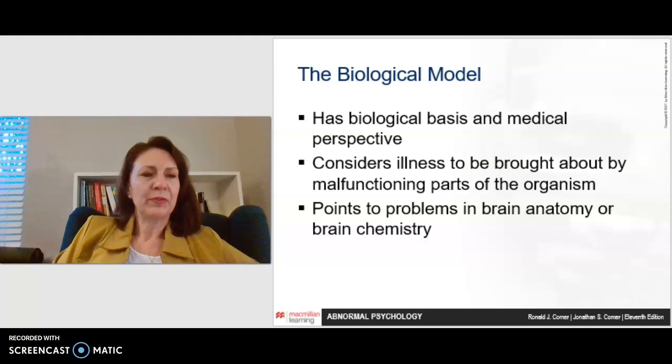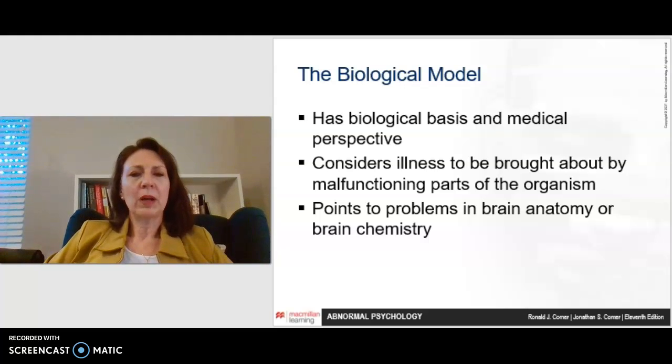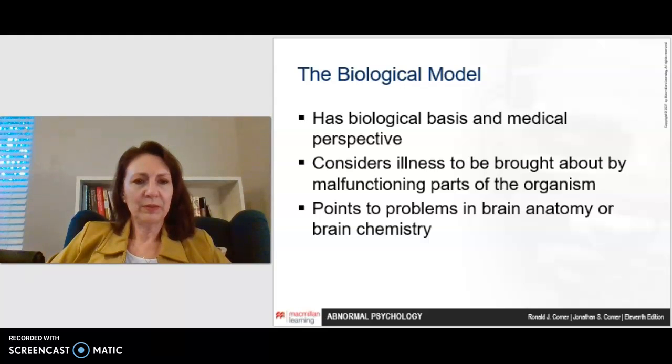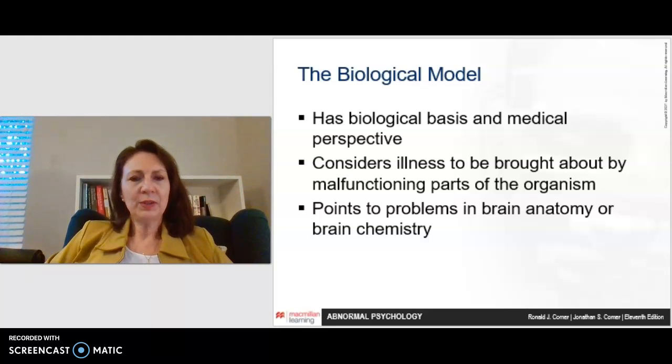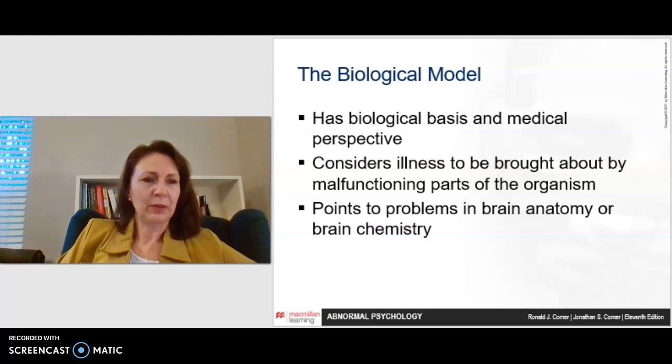Biological model is the first method. It is looking at the biological basis and medical perspective. It considers that illness is brought about by malfunctioning parts of the organism. And so we're looking at brain anatomy and brain chemistry in particular in this model.